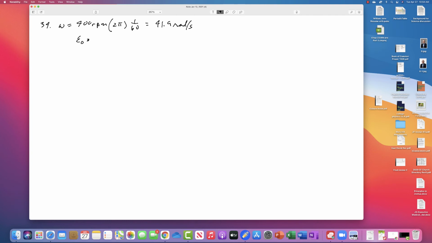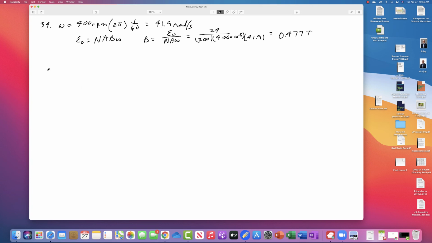If E0 is equal to NAB omega, then B is equal to E0 over NA omega, and this is going to equal 24, which is what we want. It was 300 turns, and the area is 5 centimeters times 8 centimeters, or an area of 4.00 times 10 to the minus 3 meters squared, times omega, I'm sorry, I got the wrong number there. This should be omega, which is 41.9. And we get an answer of 0.477 Tesla for the magnet.